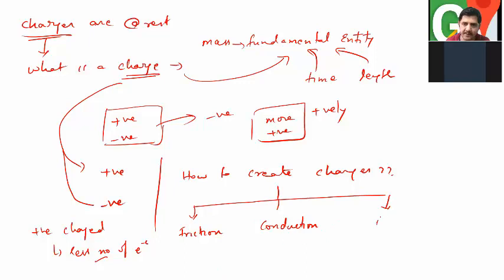The last one is the method of induction. These are 3 different methods that we have. All the 3 methods we need to know. Now let us start with the first method. The first method of charging an object is by friction. Now let us consider 2 objects. One of them is a glass rod.